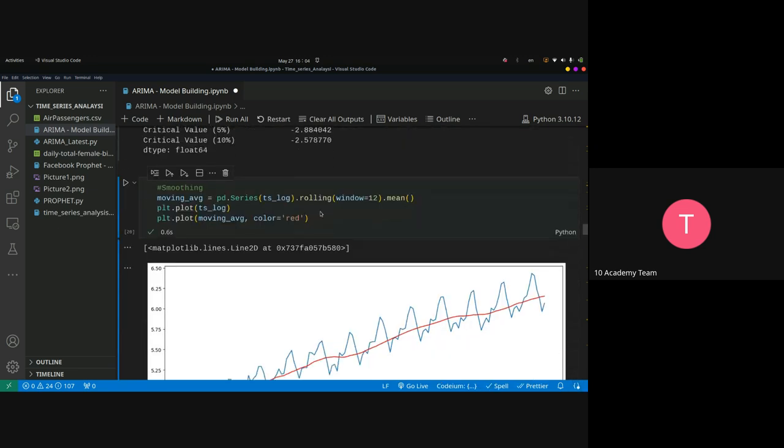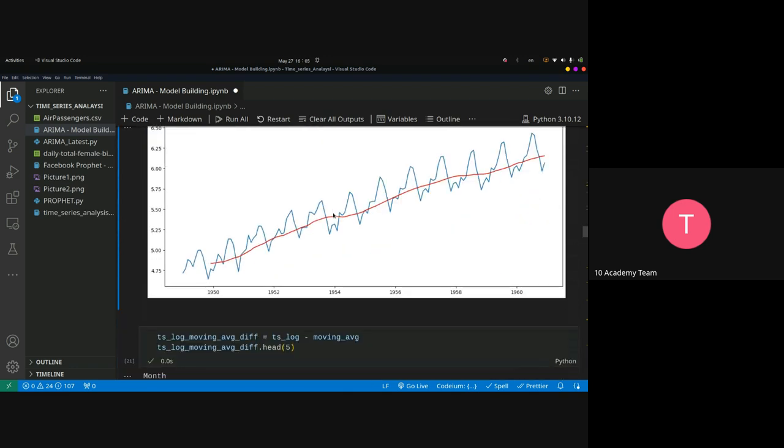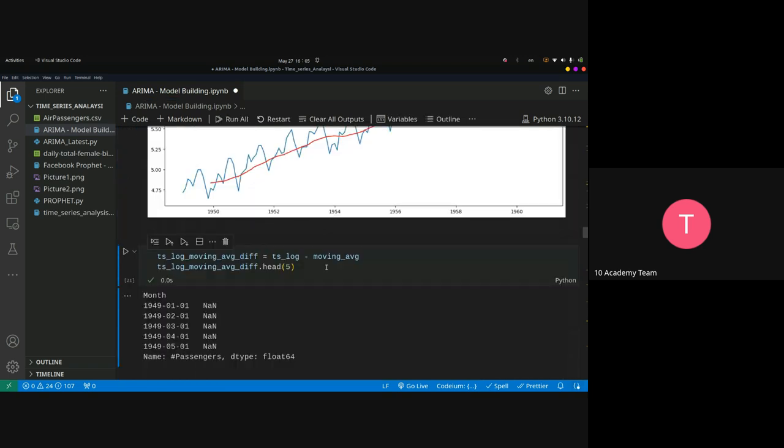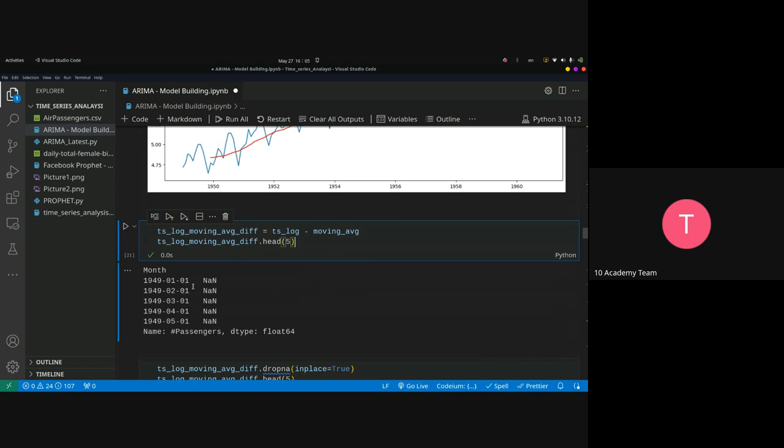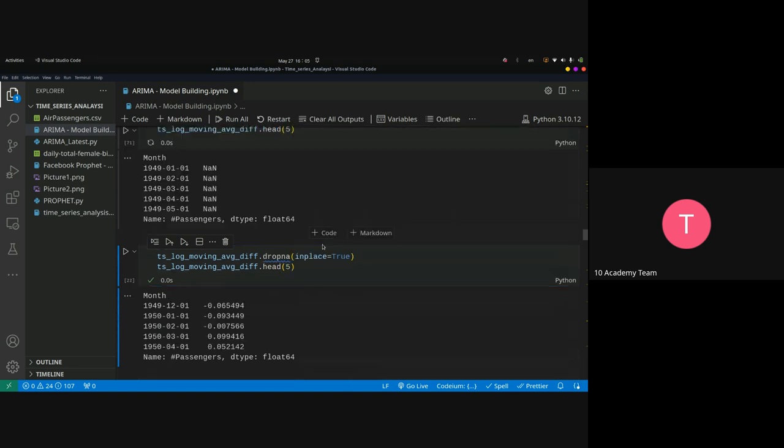And for that, we already did that. That's the rolling mean. What we do is from the log, we subtract the moving average. Since the rolling window is 12, the first 12 values will be none. So this is the log moving average difference. When we do that, we get this, and then we drop the none values, and then we will have the data.